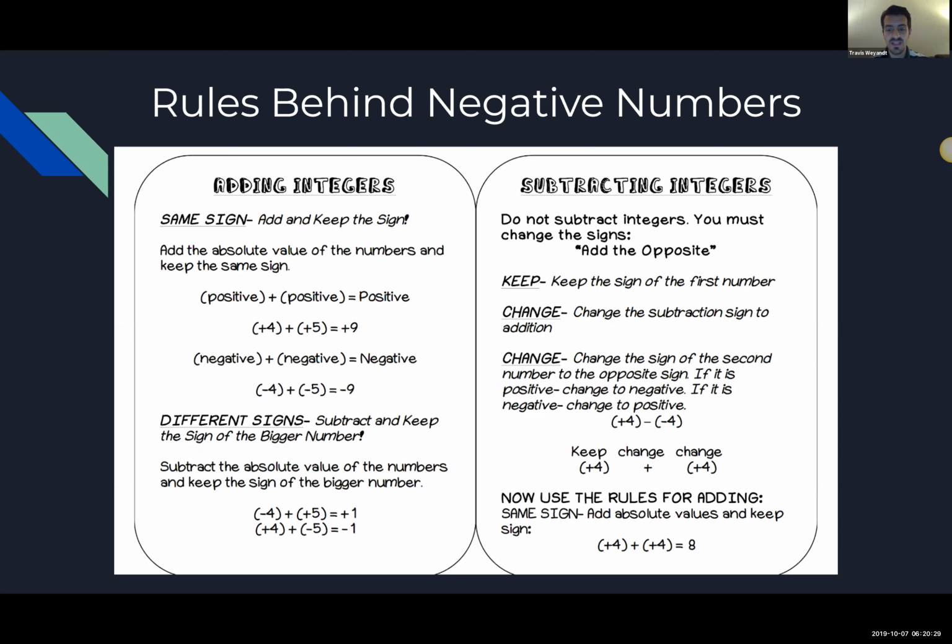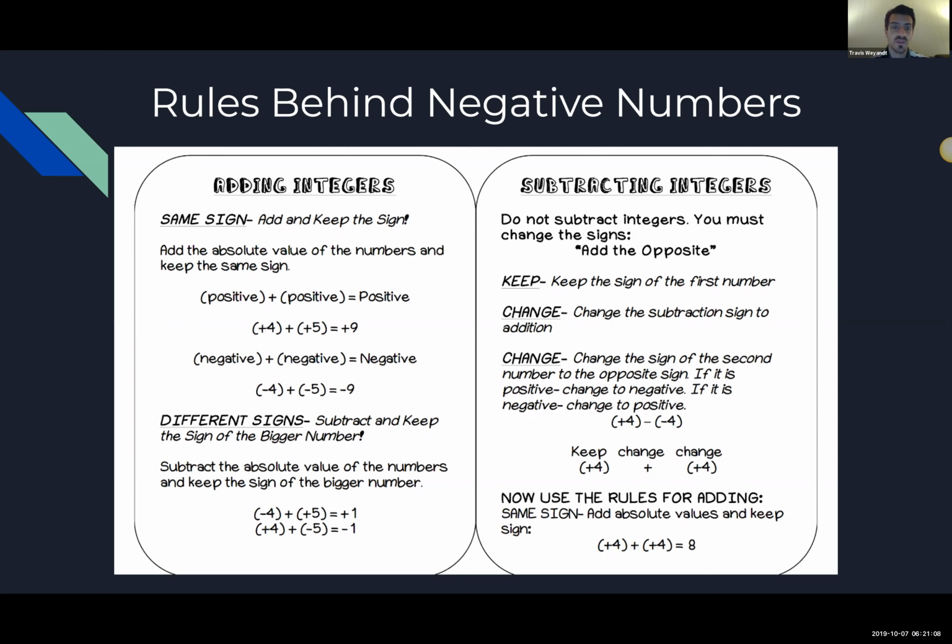An example would be if we had something like +4 minus -4. We would keep the first number and sign the same, so +4 stays +4. The subtraction sign always is changed to addition. So now we have +4 plus, and the -4 changes sign. If it's negative, it changes to positive. If it's positive, it goes negative. So in this case, it's a -4, so we change it to a +4. So we have +4 plus +4, and we have changed it to an addition problem.